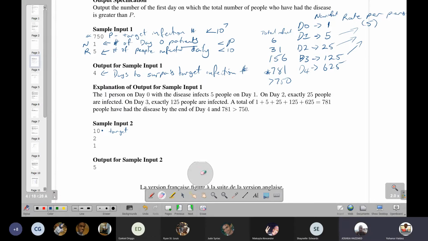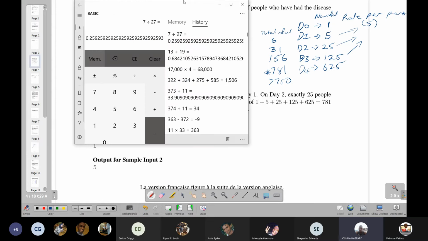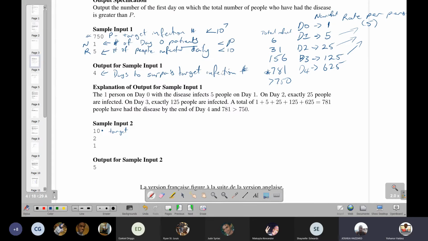So I was thinking if you could make it into a mathematical formula. See how in the first one it was 5, when it was 1 person on day 1 and they were affecting 5 people each, and you wanted to find the number of days. I was thinking if you put 5 to what power, in a sense just multiplying by 5 and 5 again, that would surpass 750. I was thinking if you could do it like that. Let's see.